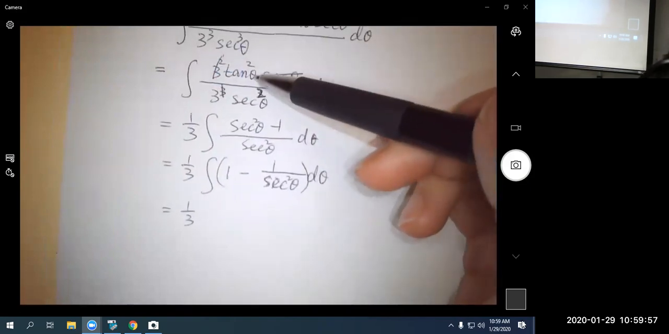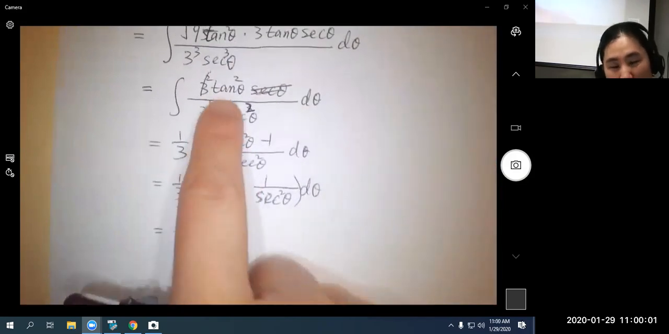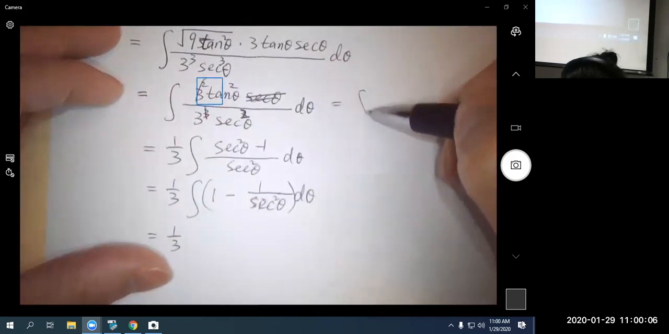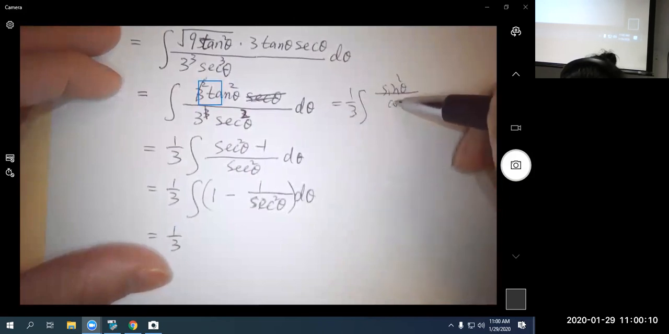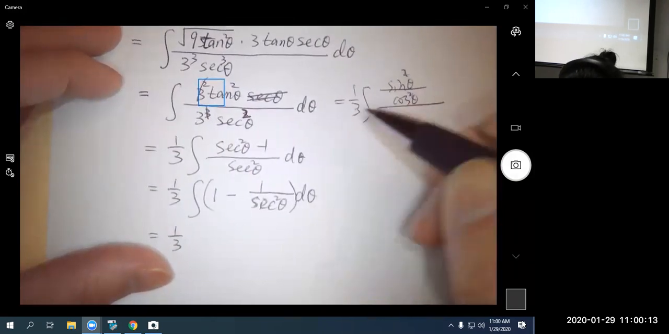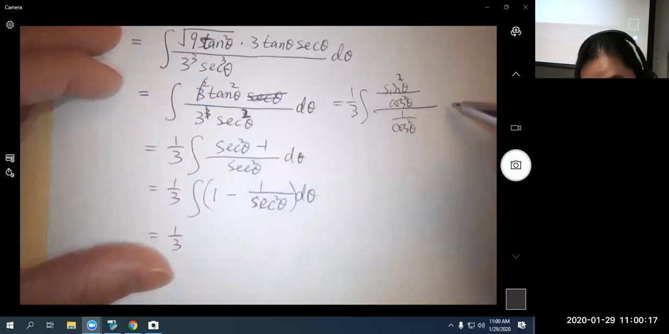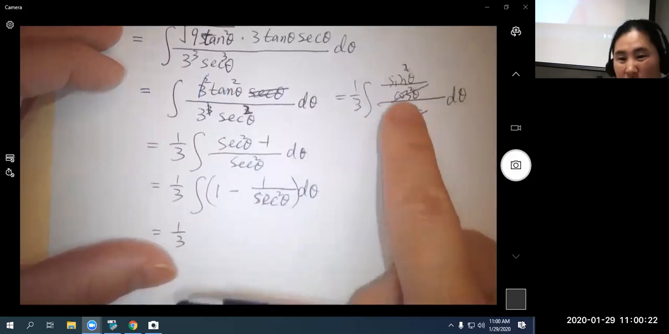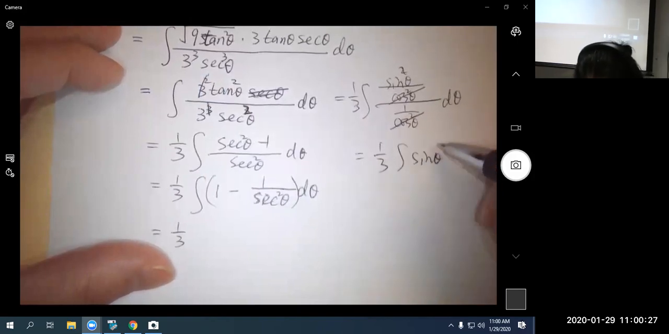We'll still get the same answer, but I see a shortcut there. Tangent theta can be written as sin theta over cosine theta. So this is 1/3 sin theta squared over cosine theta squared, and what's secant theta squared? 1 over cosine theta squared, right? d theta. So the cosine theta squared terms are both on the bottom and cancel out. So this will give us 1/3 sin of theta squared d theta.